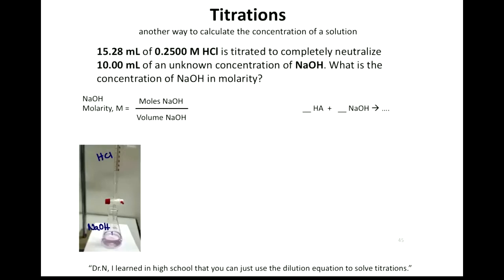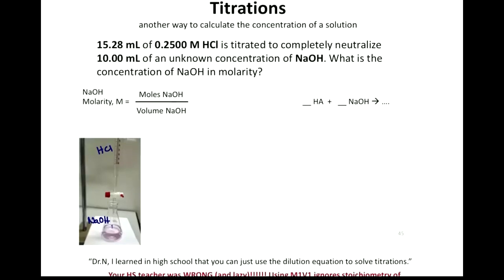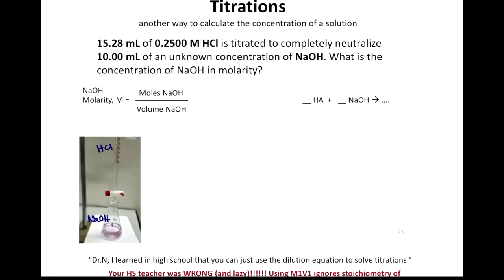So here's another way to calculate concentration of a solution. Let's say it requires this many milliliters of HCl to completely neutralize 10 milliliters of an unknown concentration of base. So this is another acid-base reaction. Let's make sure we balance the chemical equation. We have HCl, which is a monoprotic acid. We have sodium hydroxide. What's the ratio here?